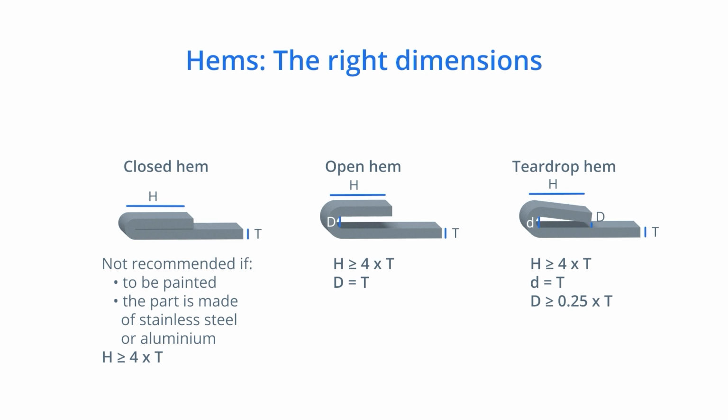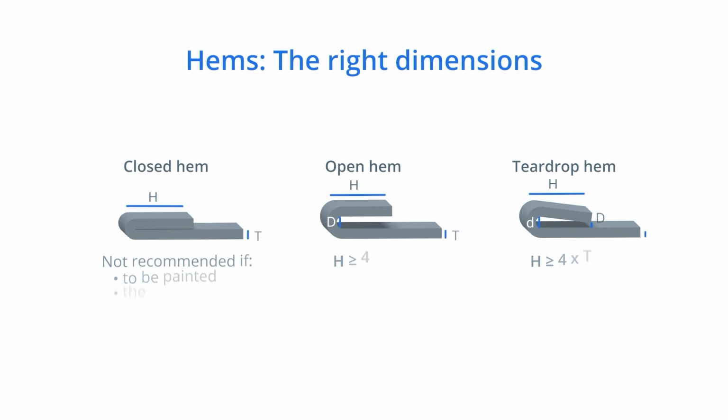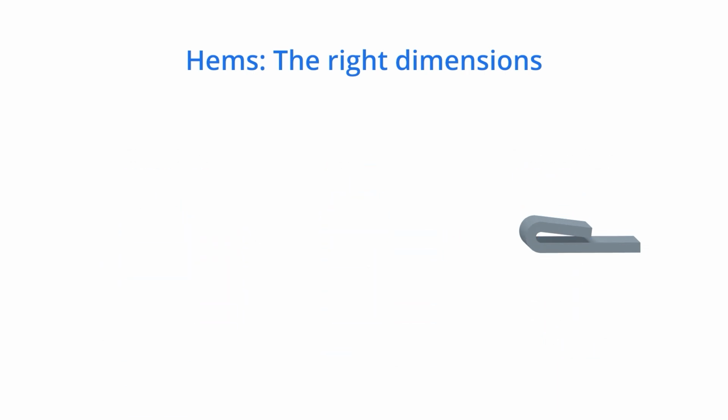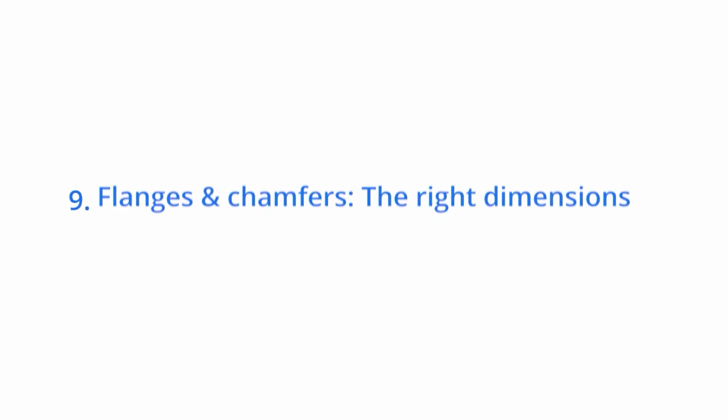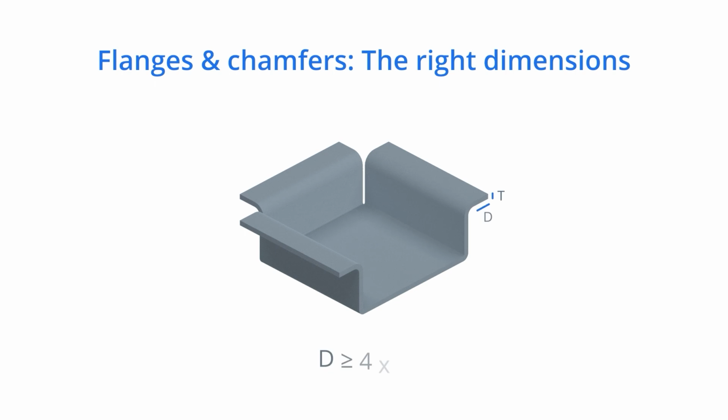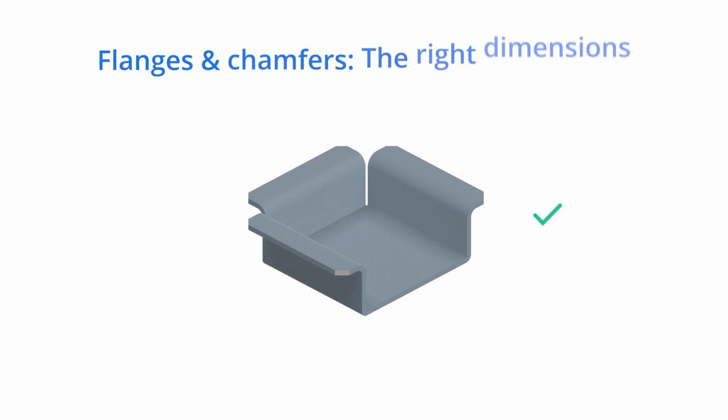The hem opening, space between the hem edge and the part, should be at least 1/4 of the sheet metal thickness. Flanges and chamfers. The right dimensions. Flanges are the edge of the part that is bent from the stationary base. It should be at least 4 times the material thickness. If you make a flange with chamfered ends, these chamfers have to leave enough room to achieve proper bends.